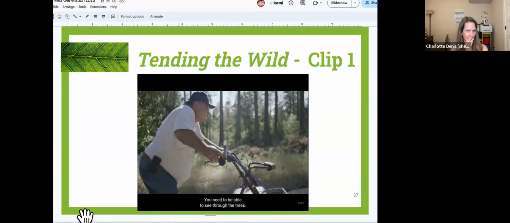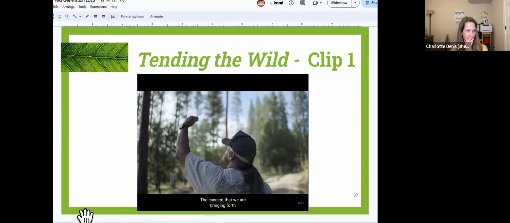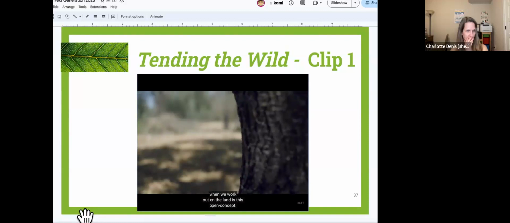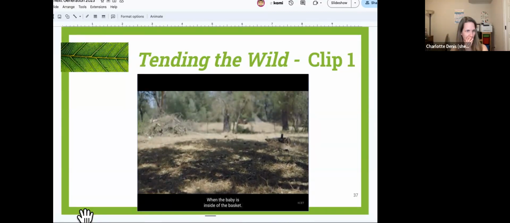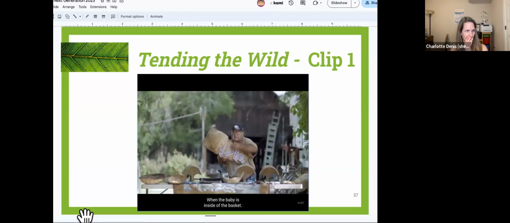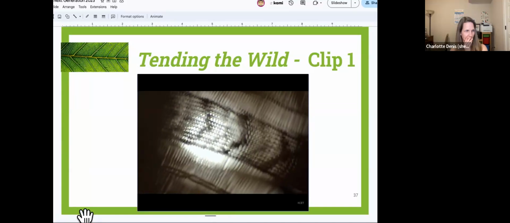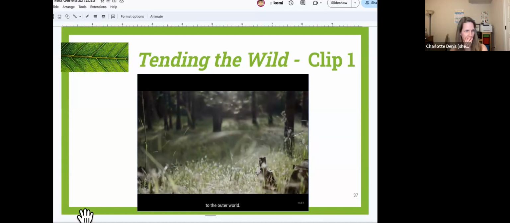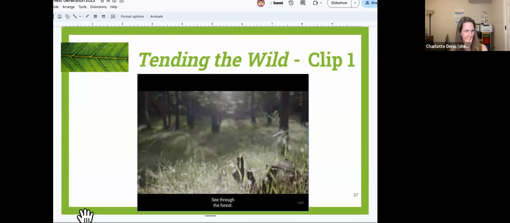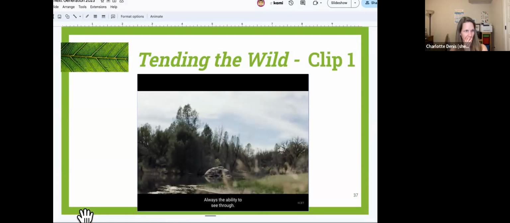You need to be able to see through the trees. The concept that we are bringing forth when we work out on the land is this open concept. We've got to be able to see through. When the baby is inside of the basket, look through the basket. See the world. See through the basket to the outer world. See through the forest. See through from this world to the next world. Always the ability to see through.